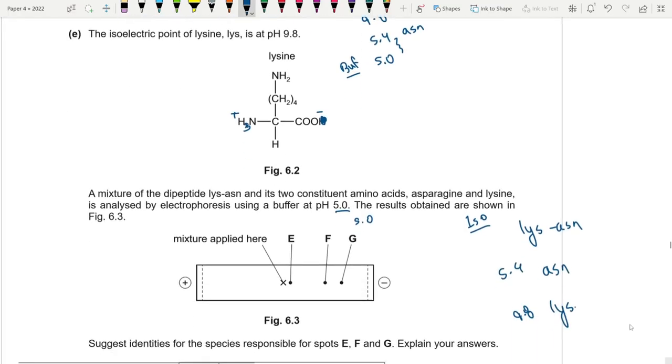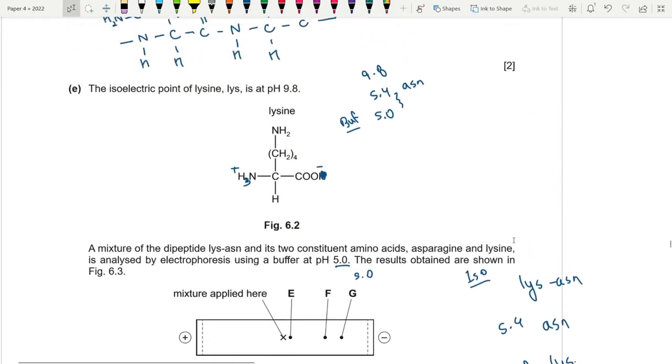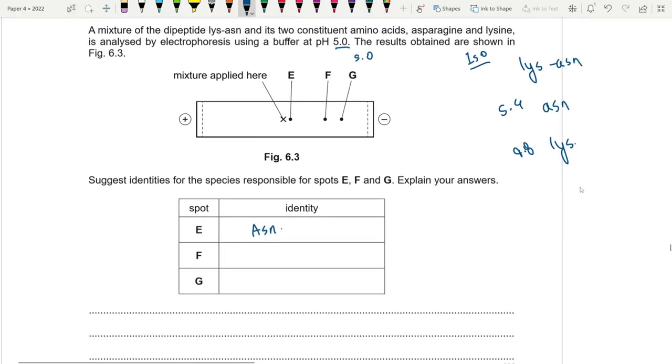As a result, asparagine doesn't really move that much because it is almost neutral. Because 5 isn't very low compared to 5.4, so maybe it doesn't turn into a positive charge from the Zwitterion. On the other hand, 5 is much lower than 9.8, so clearly lysine will turn into a positive ion. And what about lysine asparagine, the dipeptide? So this one is positive and this one is neutral. As a result, asparagine doesn't move that much because it's neutral.